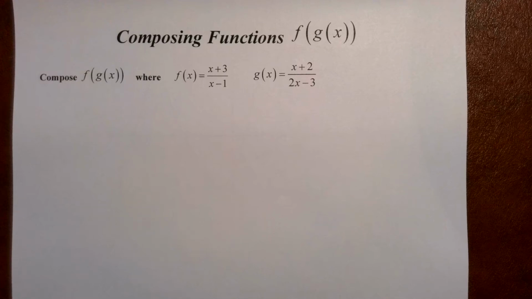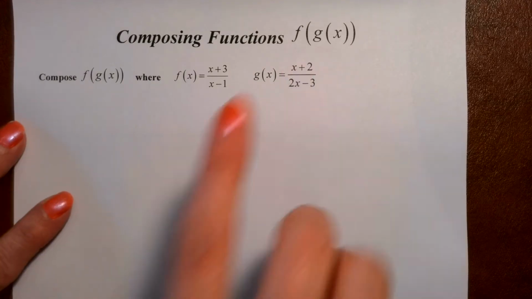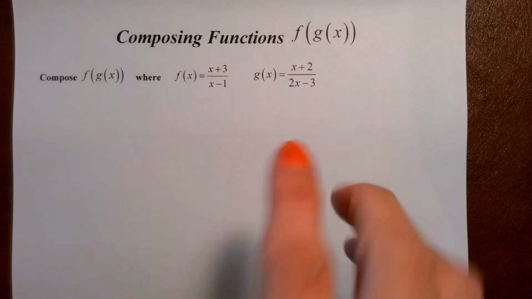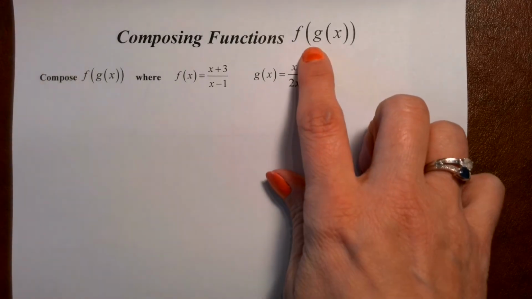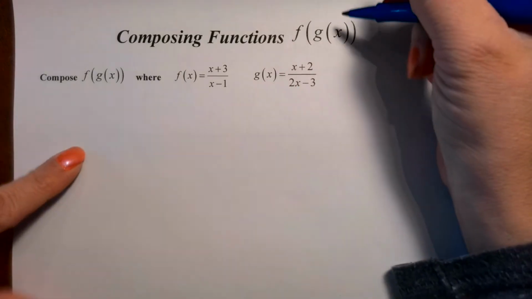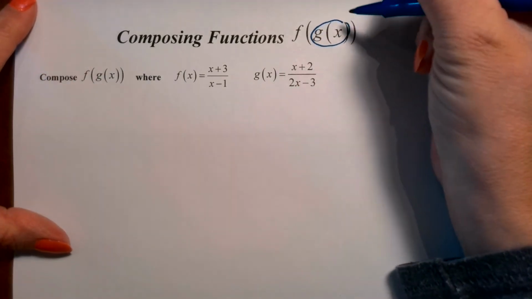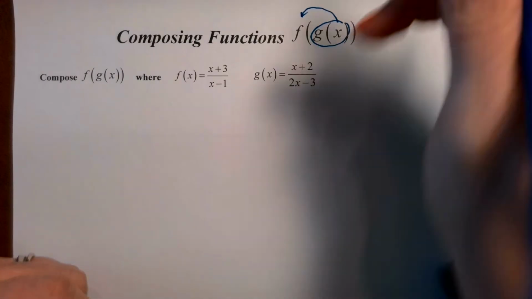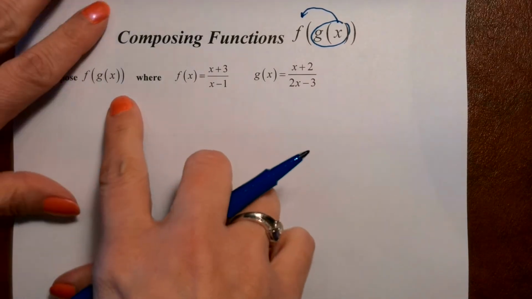Okay, pre-calculus, let's talk about composing functions, with the hardest kind there is. So when you have to do f of g of x, g of x is the little function and has to go into the big function. So let's go ahead and write this out.